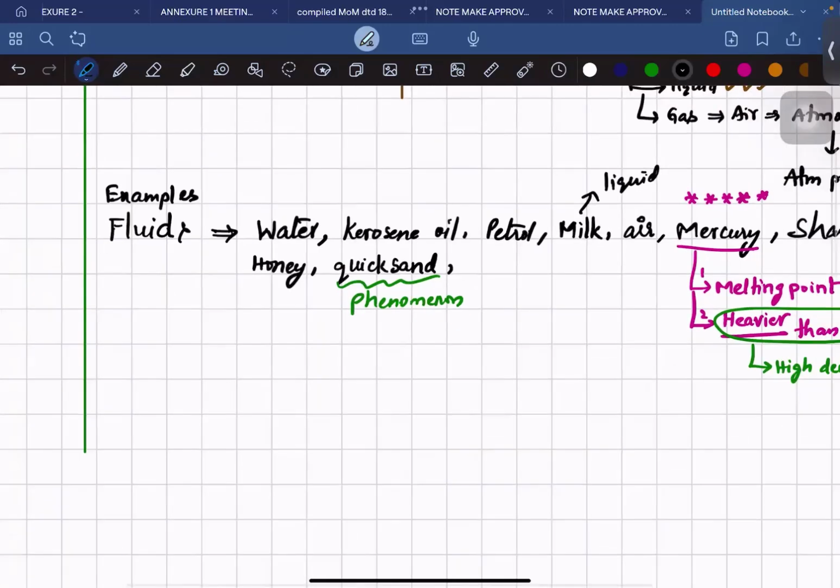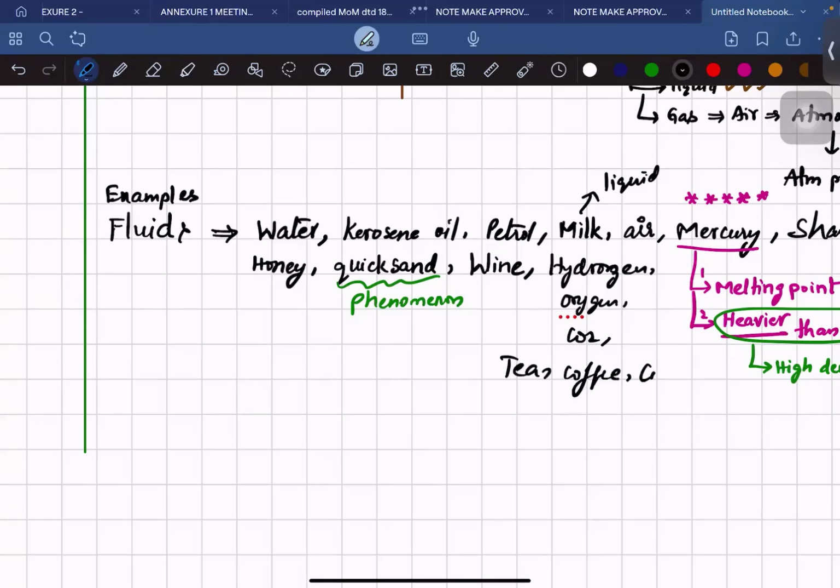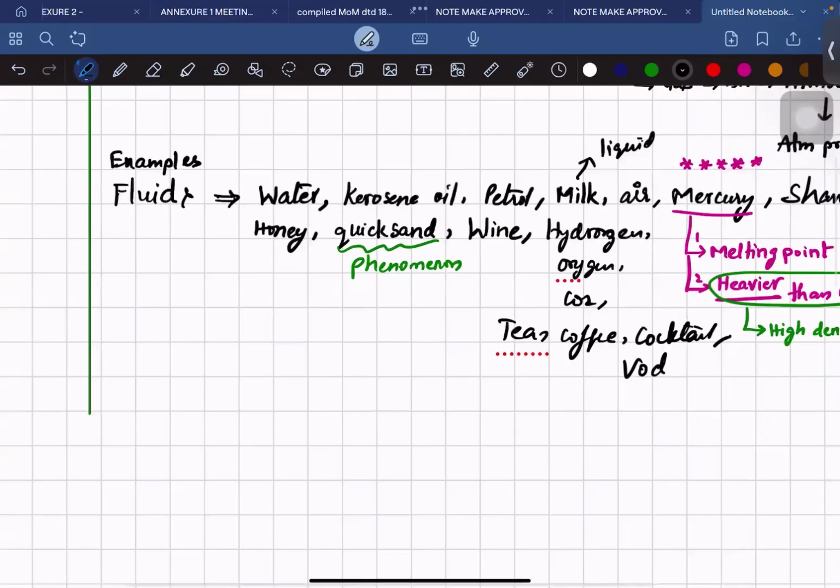Yes, please. Crude oil. Yeah, wine. Gases like oxygen, hydrogen, carbon dioxide. Yeah, all the gases, oxygen, hydrogen, carbon dioxide, etc. They are also fluids. Does it include tea and coffee? Yeah, tea, coffee, cocktail, anything, everything. Vodka, everything comes under liquids and gases. So you now got clarity on what are liquids and gases, what are not solids.